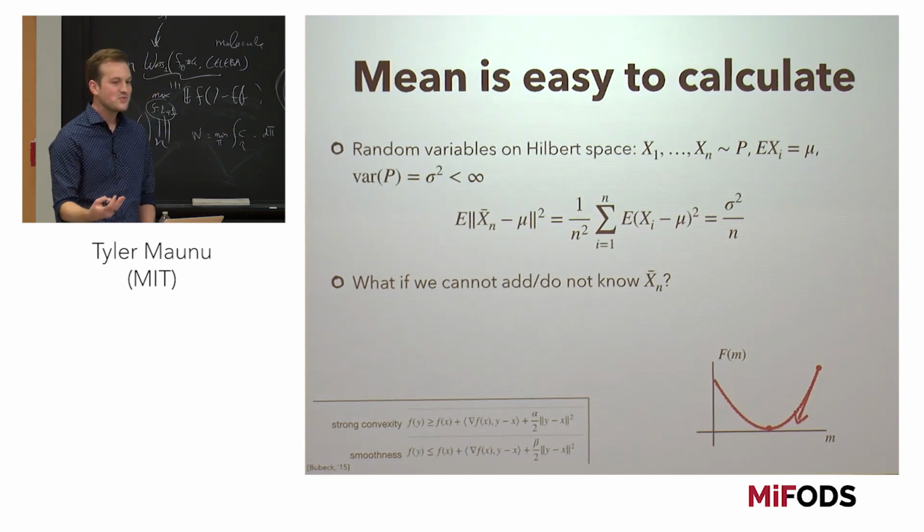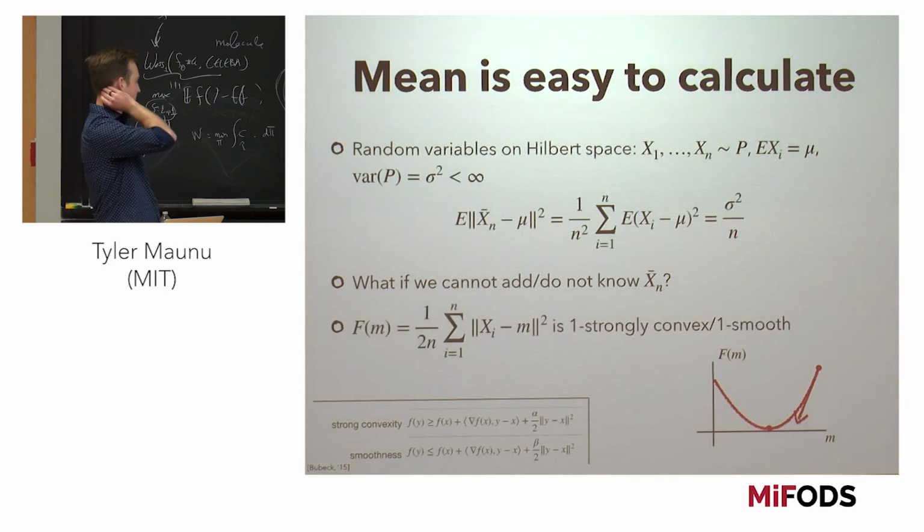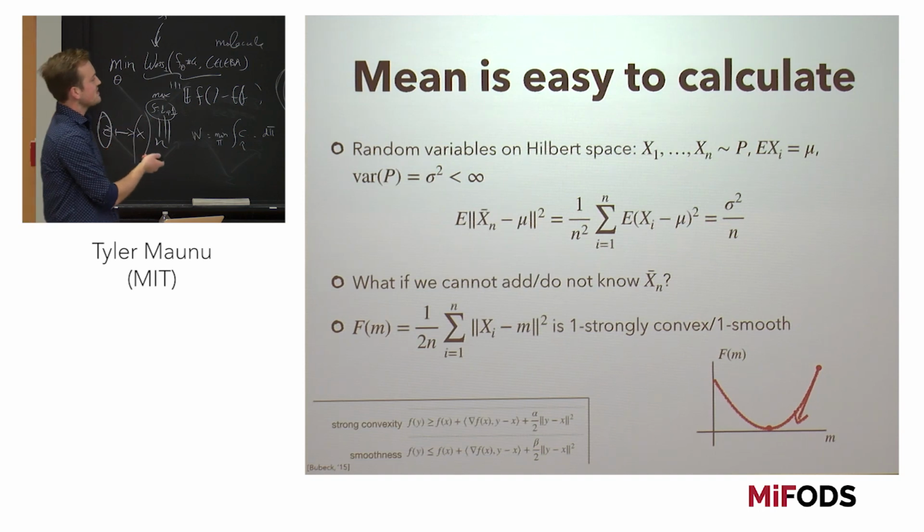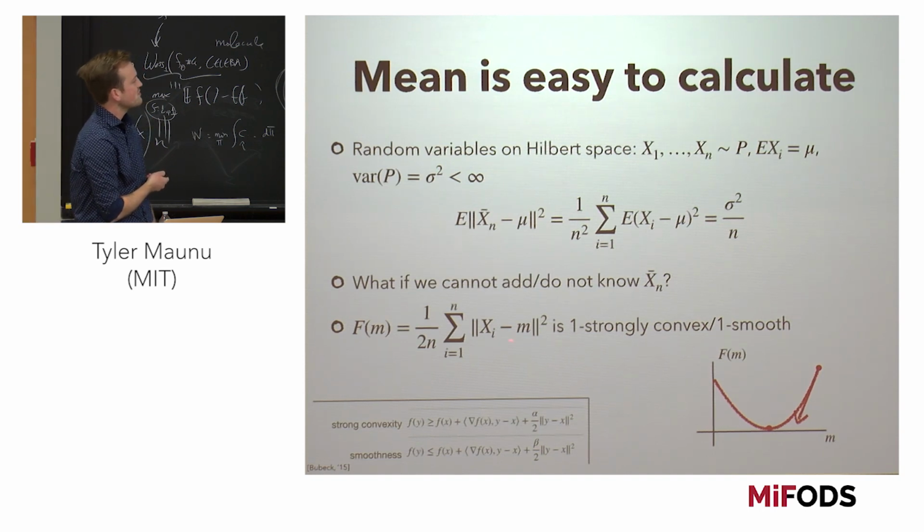So in practice, we don't actually know this empirical Barycenter. We have to find it. Now, the nice thing in the Hilbert case is you see that this function that you're trying to optimize is both strongly convex and smooth, just by our definitions. And so it's really easy to optimize. If you run gradient descent or stochastic gradient descent, you get really nice rates.